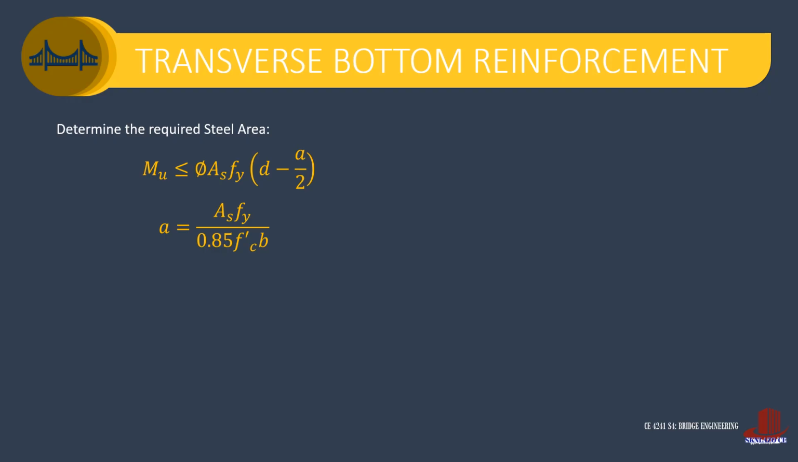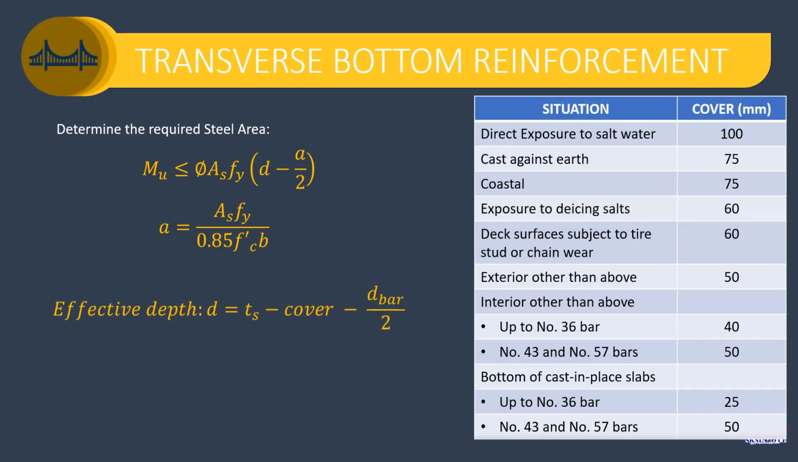From the equation, we look for d, or the effective depth, by taking the deck thickness less the concrete cover and half the bar diameter. From the AASHTO table, we use a cover of 25 millimeters as we are solving the bottom reinforcement. So using D16 bar, d is then solved as 200 less 25 minus half of 16, giving 167 mm.